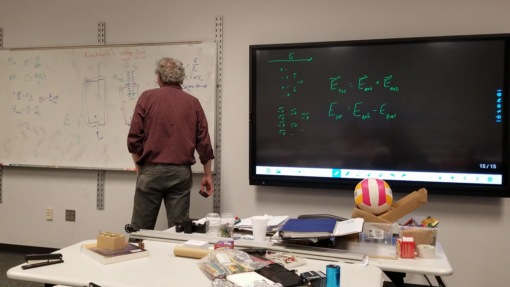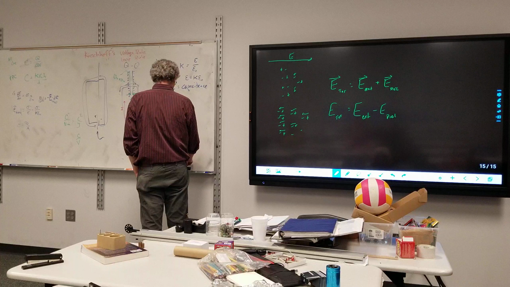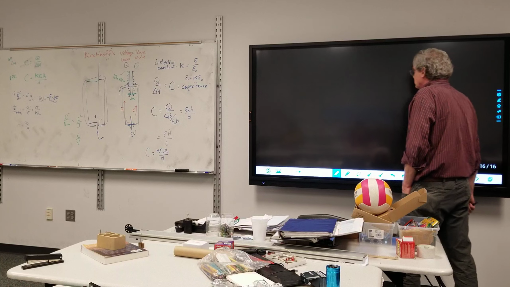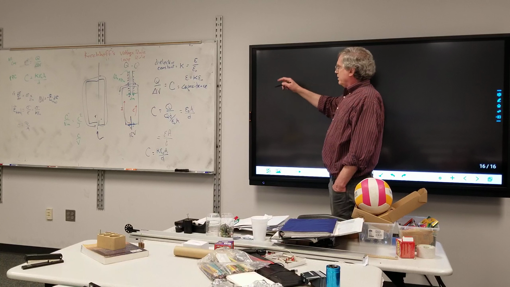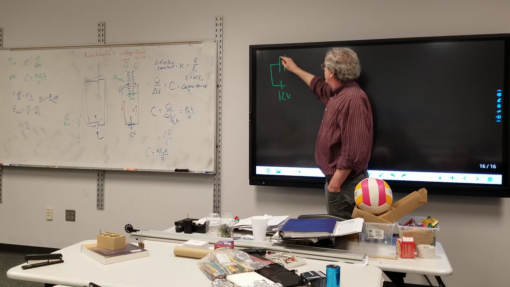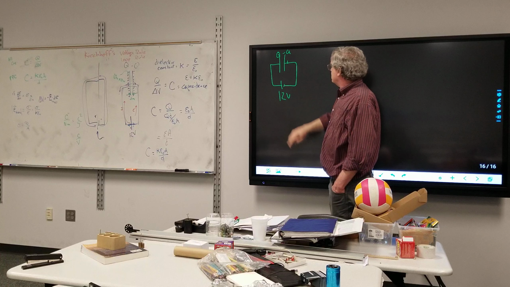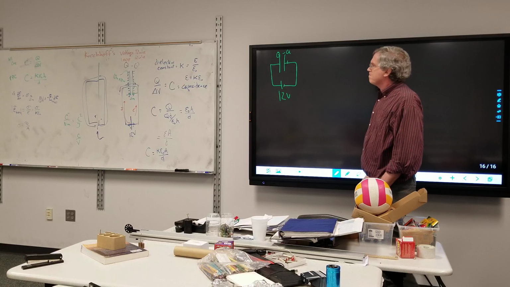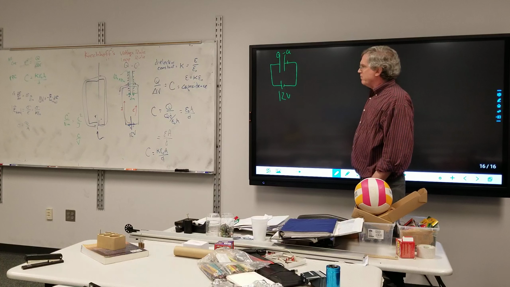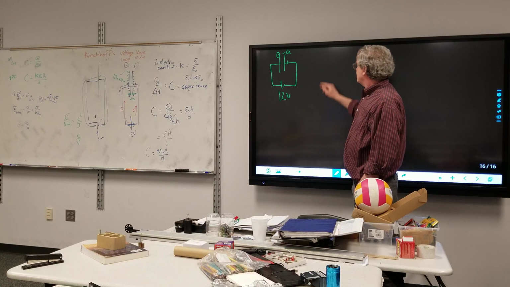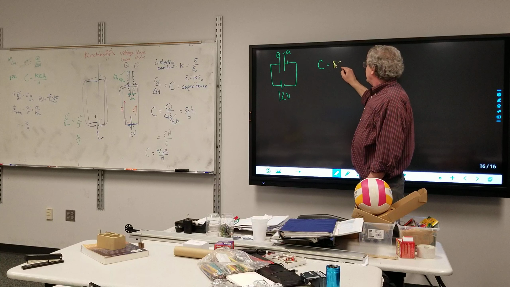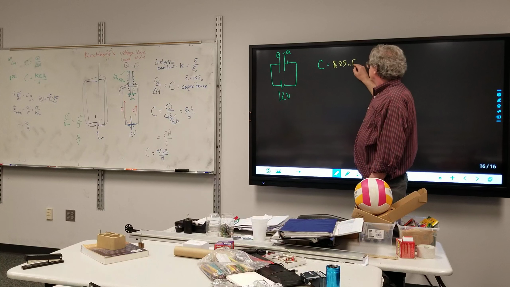Well, let's run through this. Take the same setup. I've got my 12-volt battery here. I've got Q, negative Q. Nothing in between, so kappa is 1. We already found the capacitance. Capacitance is 8.85 nanofarads.